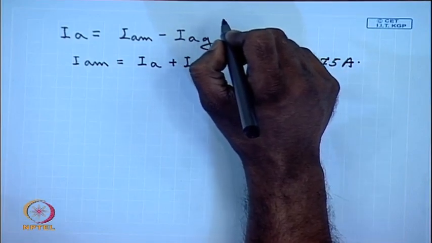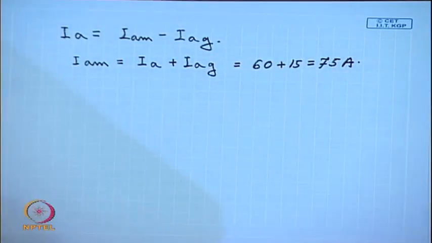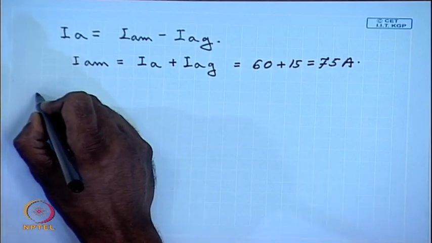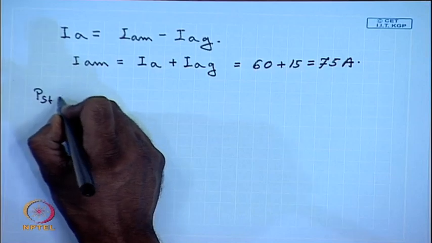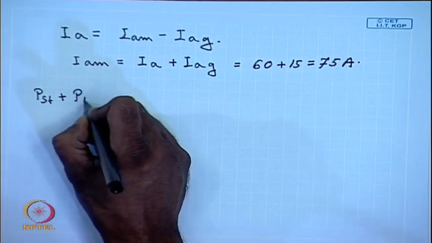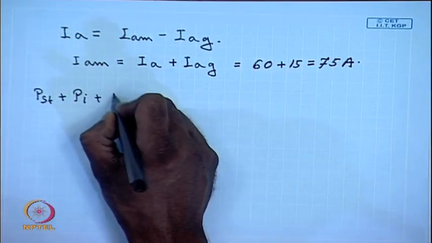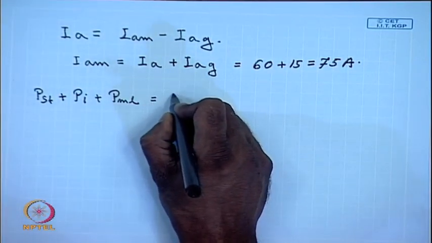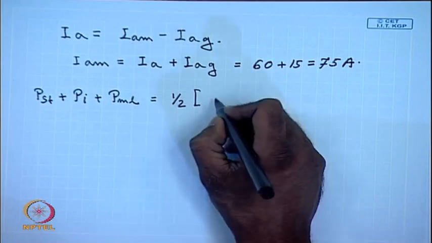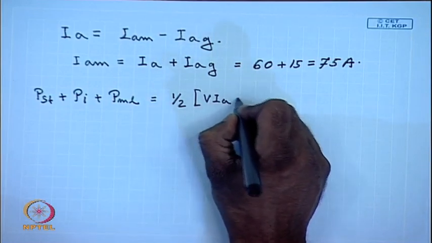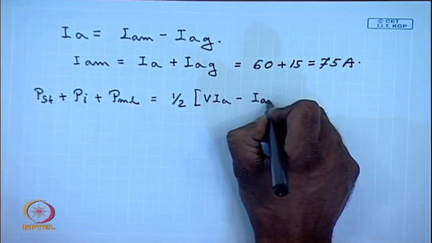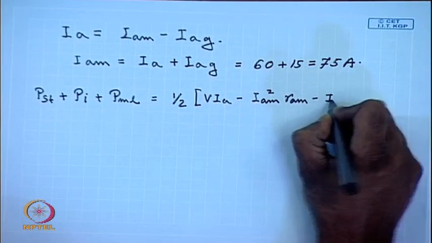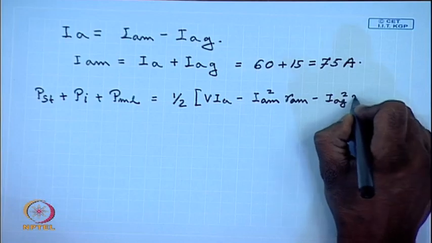So, what is the stray load loss plus Pi plus PML of each machine? This is equal to half of V IA minus IAM square RAM minus IAG square RAG.